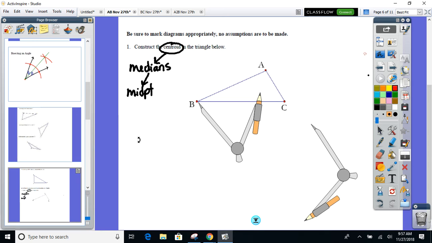So go ahead, find the midpoint. You don't need to draw that full line in. You're only going to find the midpoint. That's fine. If you drew that line in, that's fine. But that's not my median, remember.